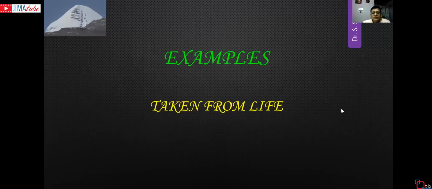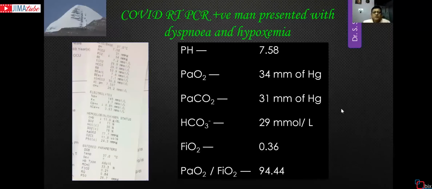Now, some examples taken from life. In the COVID era, let me start with a COVID patient. A COVID RT-PCR positive man presented with dyspnea and hypoxia. His ABG shows there is alkalosis and hypoxia, and the PaO2 by FiO2 ratio is 94.44. There is hypoxia, and as a result of hypoxia, there is hyperventilation. As a result, carbon dioxide is low, so there is respiratory alkalosis.